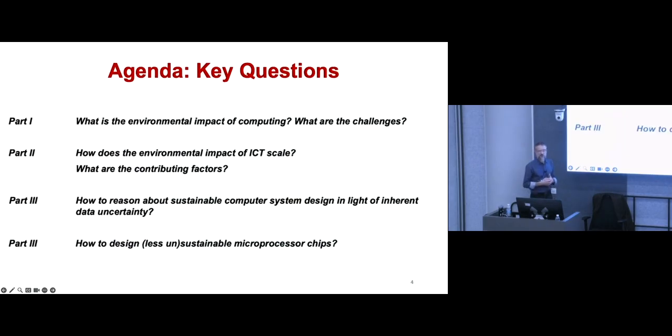So I've broken down this talk into 4 parts. The first one will be about what the challenges are if you want to do research in sustainable computing. Second, then, is to understand what the contributing factors are and how they scale over time, and what we can expect in the future. And then, how do we reason about sustainable computer design in light of inherent data uncertainty? As I will be mentioning, there's massive uncertainty and unknowns, and so how do we even start doing a good job building more sustainable computer systems? And then how do we design more sustainable, or less unsustainable, computer systems, if you want?